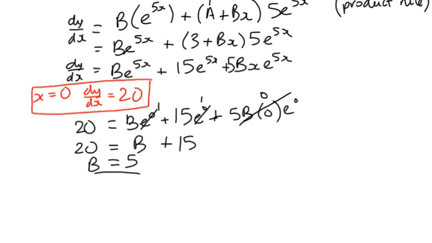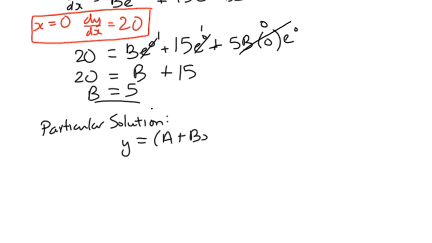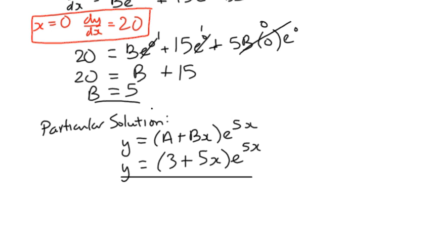So we've got values for a and b, so we can say that our particular solution, which we started off as being y equals a plus bx times e to the 5x, that's our general solution. We now know that a is 3, and we know that b is 5, and there is our particular solution. That's how we do it.